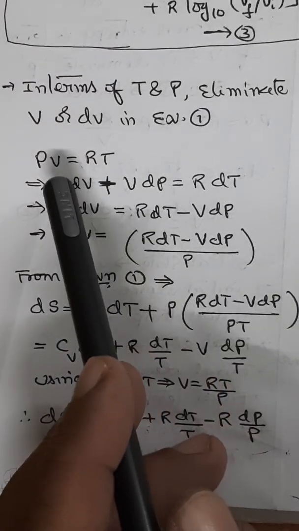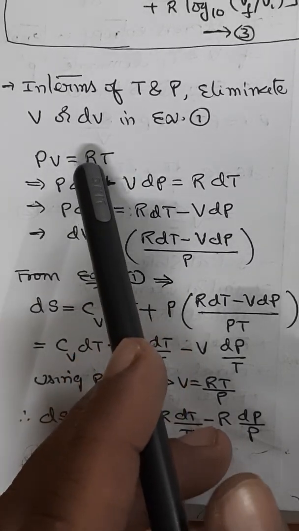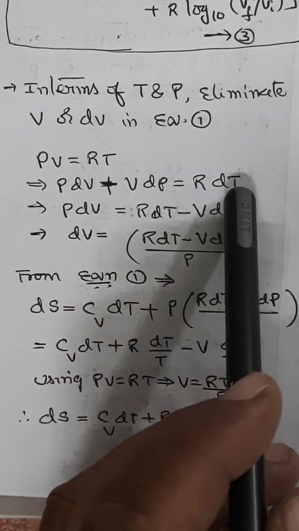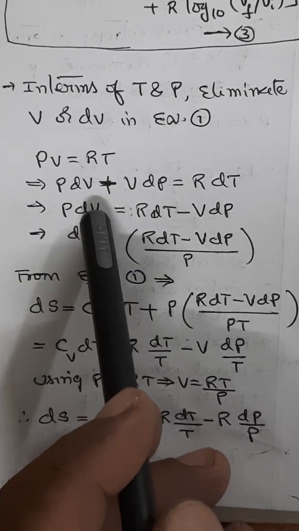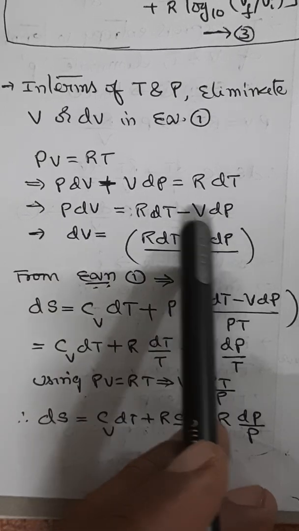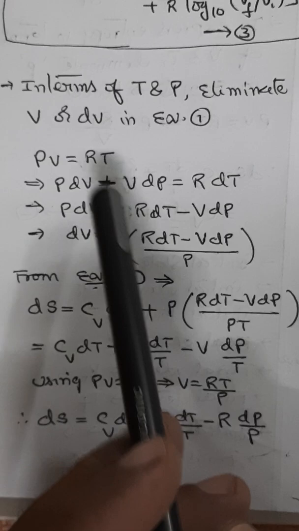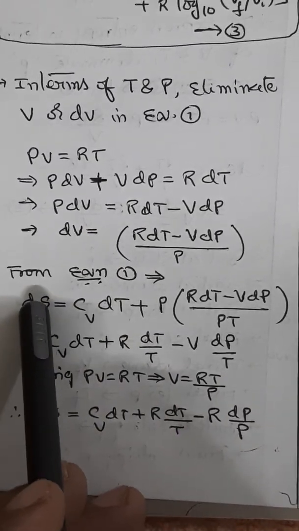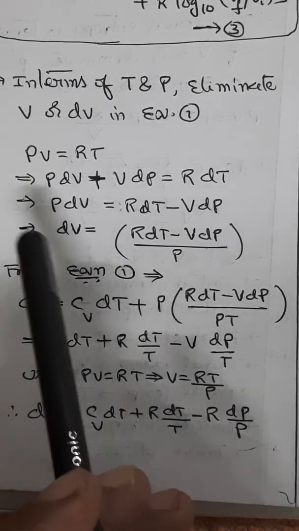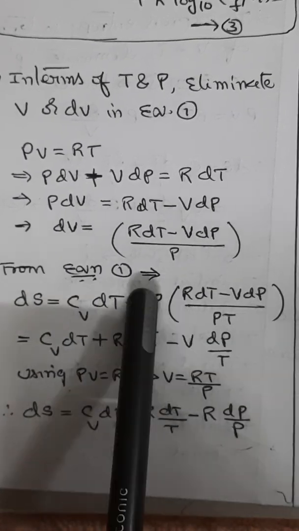For that, we again take PV equal to RT. So differentiating, what we will get? PdV plus VdP is equal to RdT. So from this we will find the value of dV, because we want to eliminate V as well as dV. So dV will be, cross multiplying, (RdT minus VdP) by P. So using the first equation, dS is found to be (CvdT plus PdV) by T. So P into dV means what? (RdT minus VdP) by P, into 1 by T.